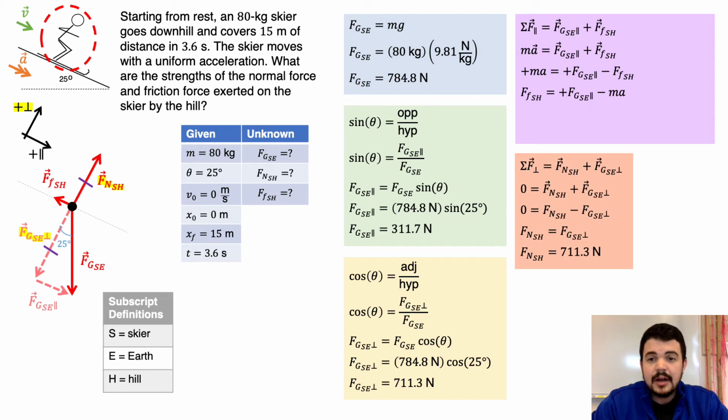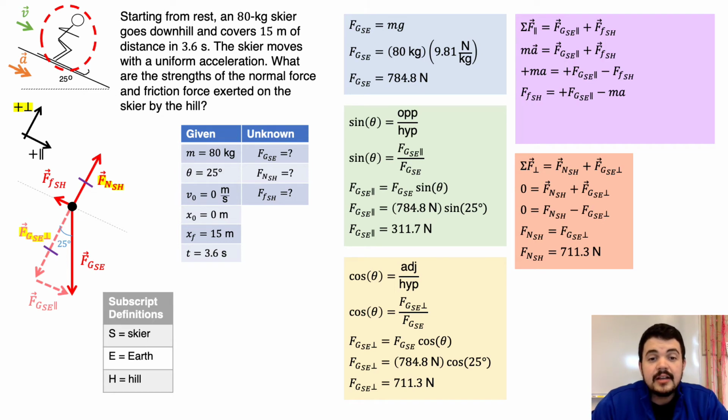And when we write our sum of forces equation for the perpendicular direction, it looks something like this. The first line there, the sum of the forces in the perpendicular direction must be equal to the vector sum of the normal force on the skier by the hill plus the gravitational force on the skier by the Earth, that perpendicular component. Now, in the perpendicular direction, there is no acceleration. The skier is not jumping off of the hill, nor are they digging themselves into a hole in that hill. And so the sum of the forces in this case is not equal to mass times acceleration, but rather is equal to 0. So our second line there is replacing the sum of the forces with 0.